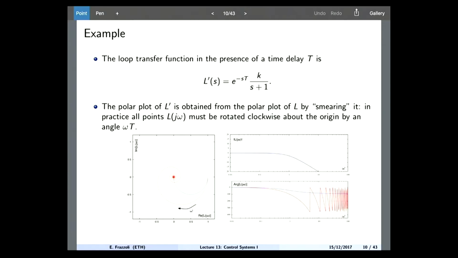On the Bode plot, the magnitude plot is not changed, but look at what happens to the phase plot. Again, when you see this thing going up and down, it's because I'm wrapping the phase between 0 and negative 2 pi. So what does it mean in terms of closed loop stability? Is this stable for all values of k?